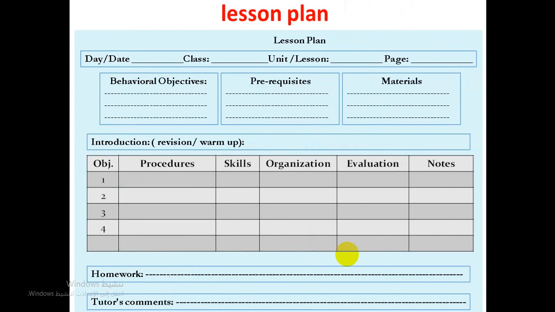Here we have a framework of a lesson plan. As you see here, the content of this framework: we have day and date, class, unit, lesson, page, behavioral objectives, prerequisites, materials, here introduction, maybe revision or warming up, and the objectives. For each objective, we have procedures, skills, organization, evaluation, notes, and at the end we have homework and tutor's comments.